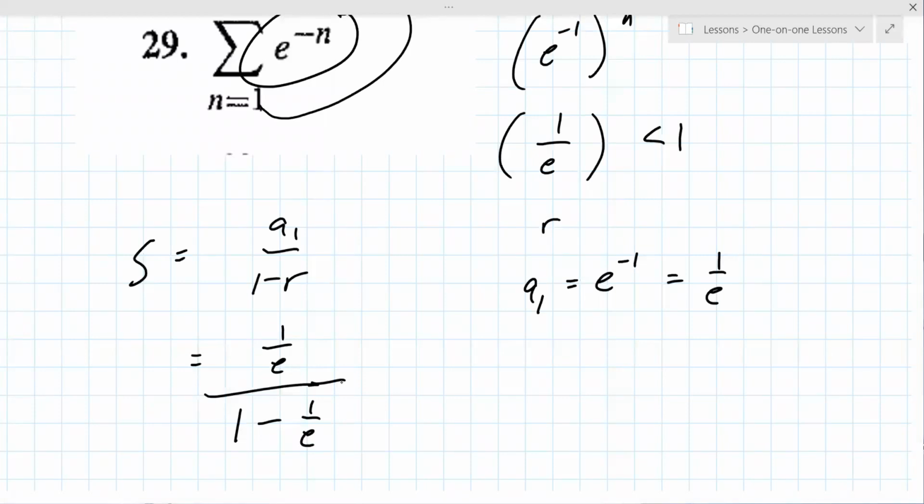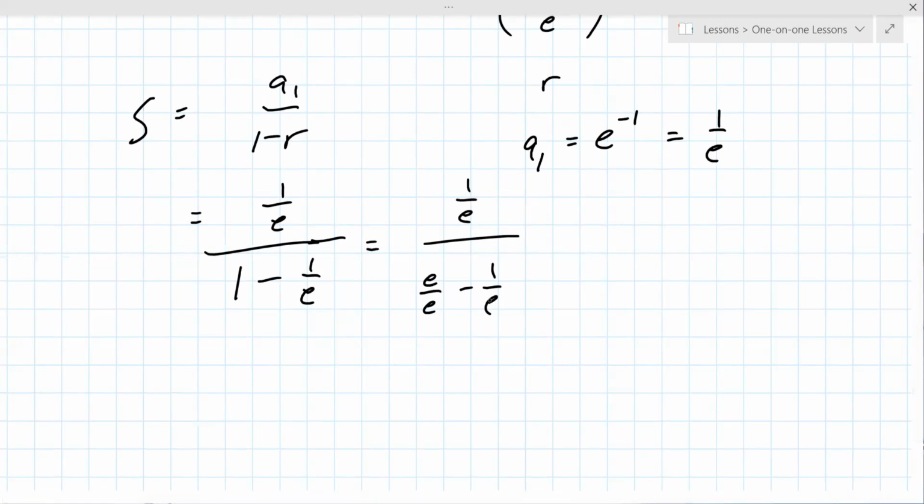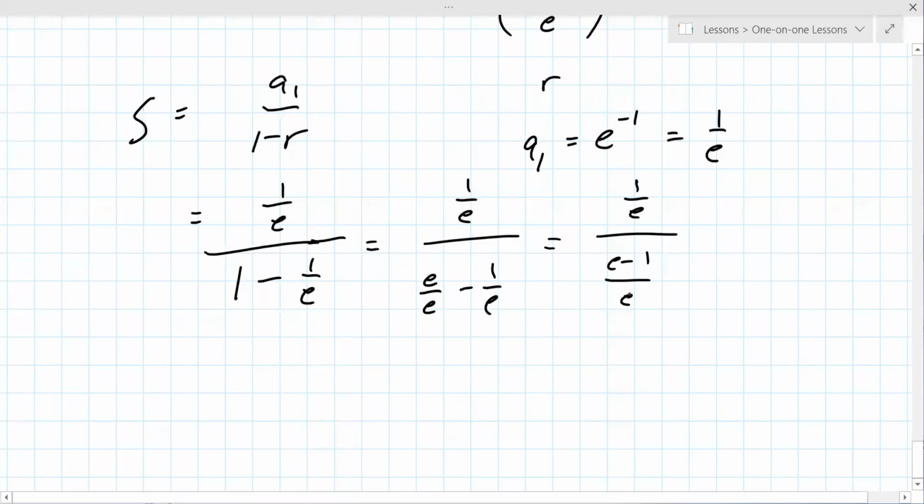No, I don't know how to do this. I can help here if you'd like. So you have to make a common denominator with e on the bottom. So it's e over e minus 1 over e. Okay, so on the bottom here, it's just e minus 1. So 1 over e, over e minus 1 over e. The e's cancel, and you're left with 1 over e minus 1. And there's nothing else you can do from there. That's it.